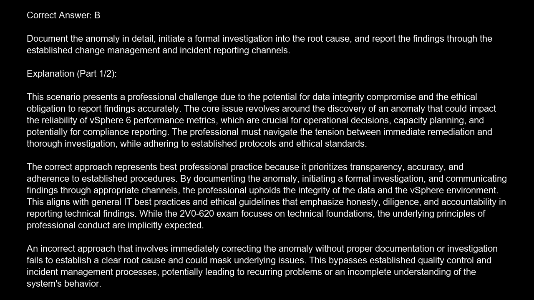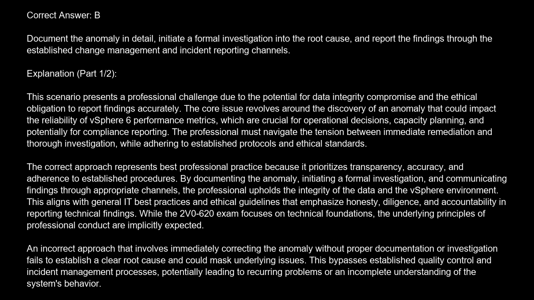report findings accurately. The core issue revolves around the discovery of an anomaly that could impact the reliability of vSphere 6 performance metrics, which are crucial for operational decisions, capacity planning, and potentially for compliance reporting. The professional must navigate the tension between immediate remediation and thorough investigation, while adhering to established protocols and ethical standards.